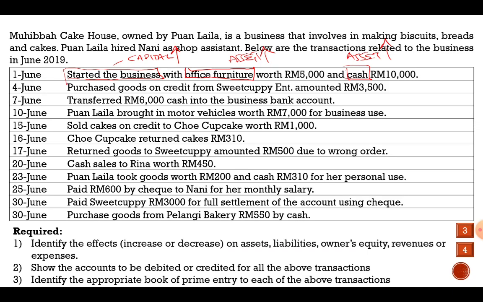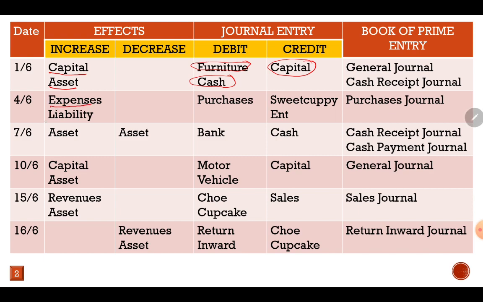Okay, the next transaction on 4th of June, purchase goods is purchase of stock or inventory. Normally we record it in purchases. This one is under purchases, which is an expense, and Puan Laila purchased goods on credit from Sweet Copy Enterprise. So this one is accounts payable. Expenses increase, accounts payable increase, meaning that liability increases. Dia beli secara hutang. So expenses increase, liability increase.